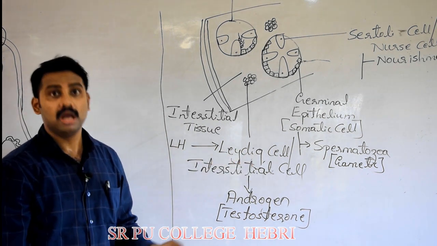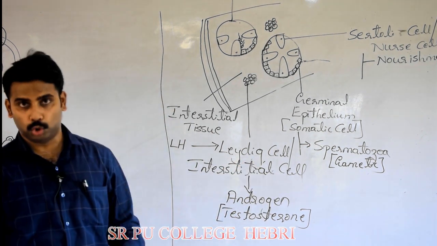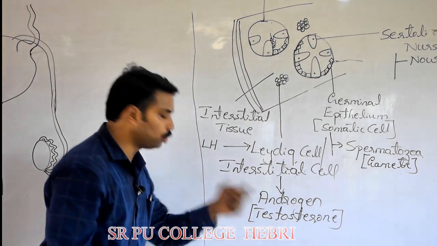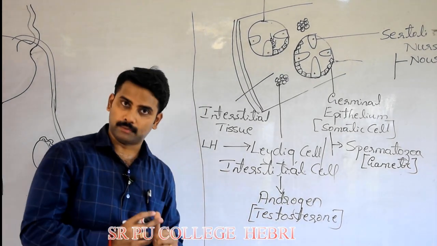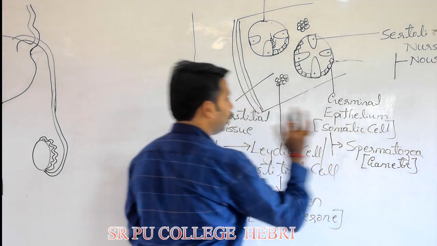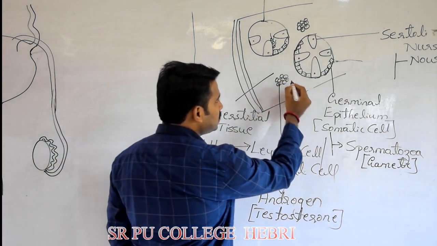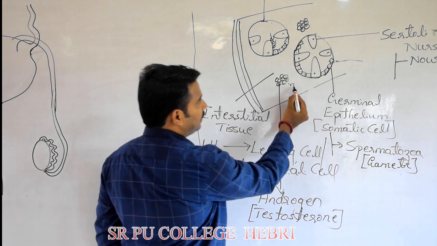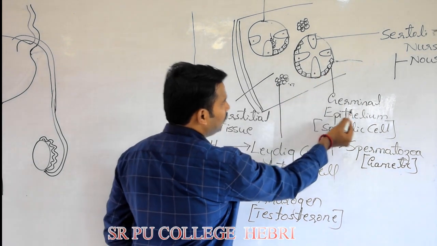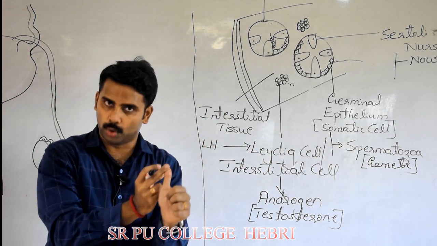One more question. What is the function of Leydig cell? To synthesize androgen. Testosterone. What is the use of testosterone? Number one, testosterone is required for the formation of spermatozoa. Once it is produced, this testosterone stimulates Sertoli cell and even germinal epithelium to grow into spermatozoa.